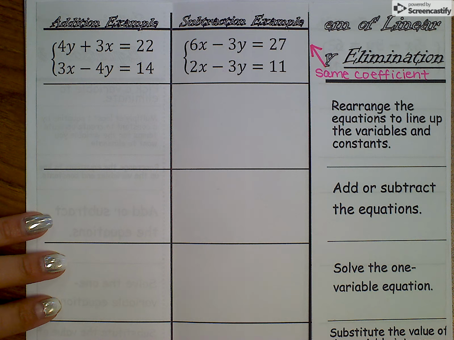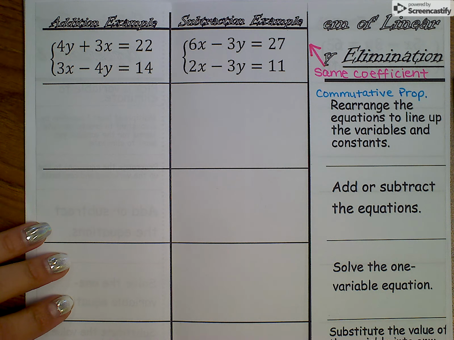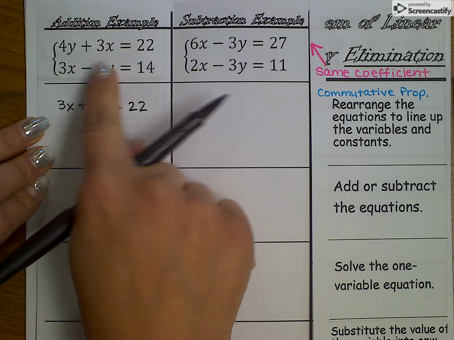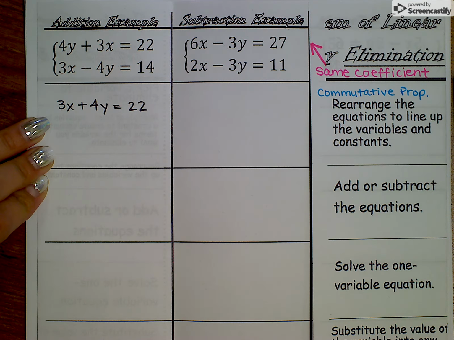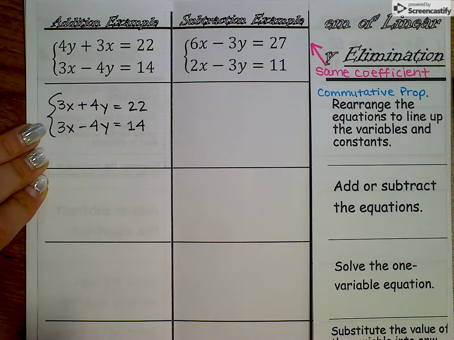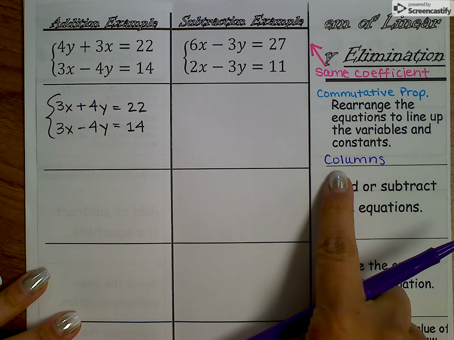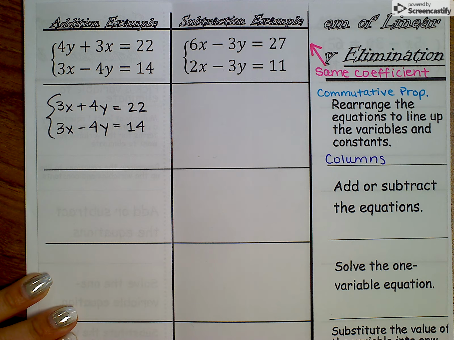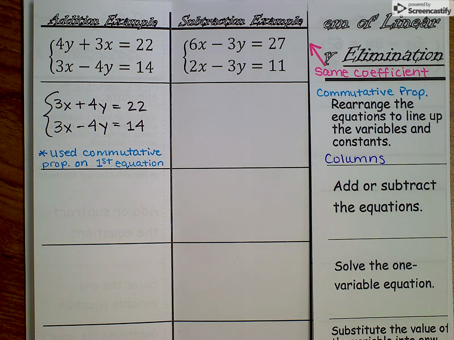and 3x minus 4y is equal to 14. I'd like to rearrange the equations to line up the variables and constants using the commutative property. Doing that would look like 3x plus 4y is equal to 22. All I've done is moved my 3x over, so now the second equation in the system lines up with the variables and constants. Specifically, each column, x, y, and constants, are all lined up now. Of course, we use the commutative property on only the first equation.